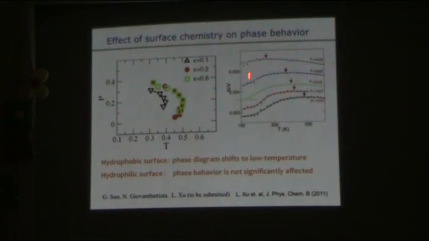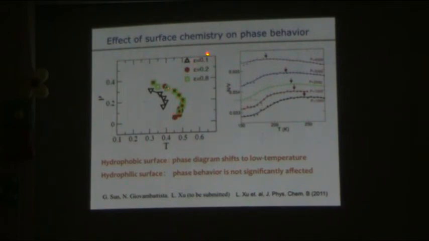Here's how we determine the density anomaly. For each constant pressure, you can plot the density of the system as a function of temperature. You can see there's a maximum along each of these pressures. You can map each of these onto the PT phase diagram, and this gives you the density anomaly region. This is the high density region, and this is the density maximum.